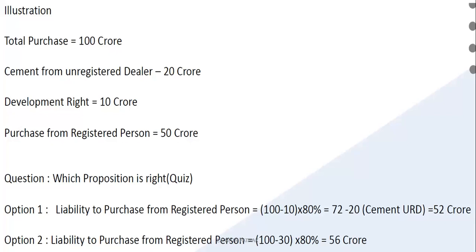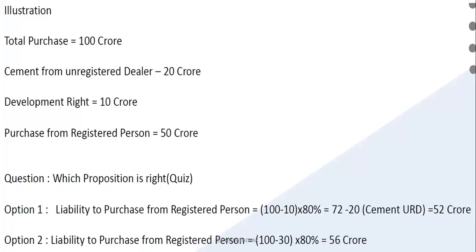Now this is an example. My total purchase is 100 crore. I have taken 20% cement, 20 crore, from an unregistered dealer. My development right is 10 crore. Purchase from a registered person is 50. Now the quiz is: what proportion do I have to pay on reverse charge mechanism?